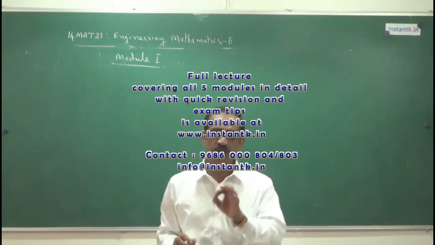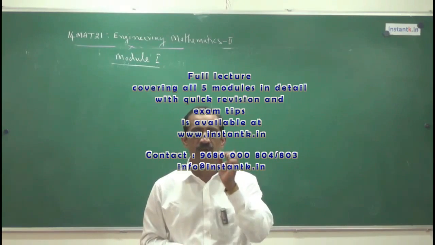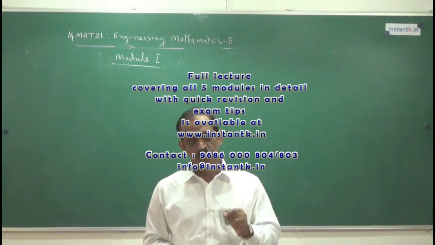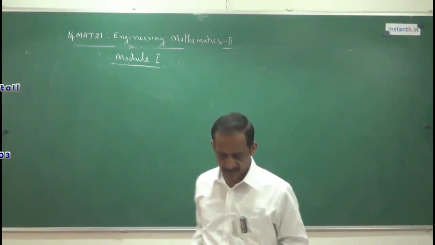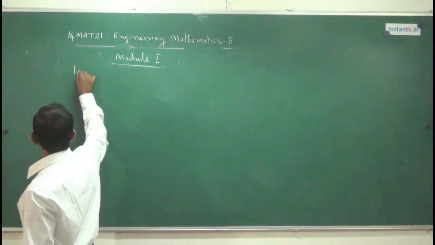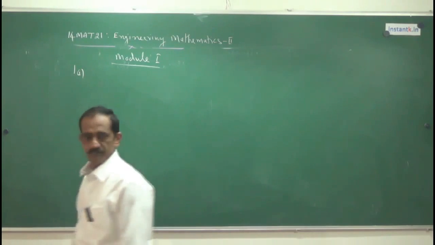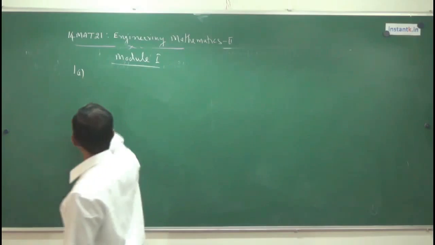In each model there will be 2 questions, but you have to answer only one full question. In each question there will be 3 subdivisions. How they ask the question is like this. For example, in model 1, the first question will have 3 subdivisions, A, B, C. The first question may be from that, so any question may be given like this.